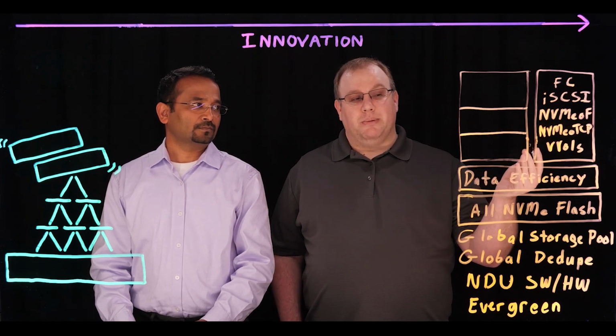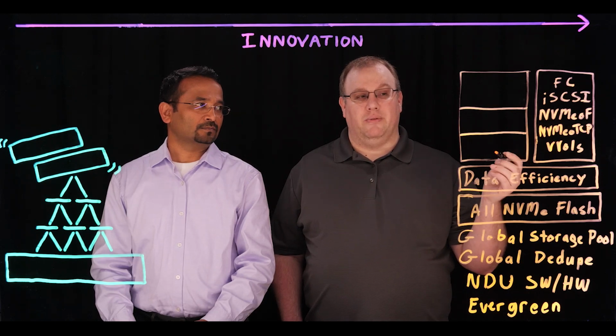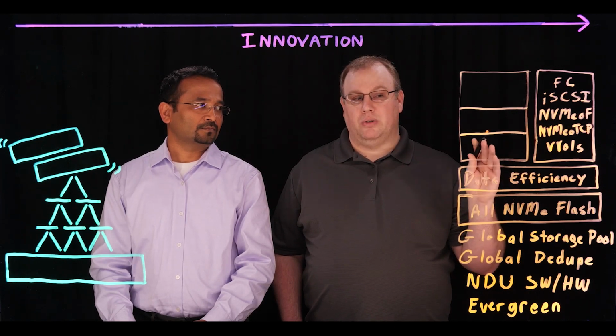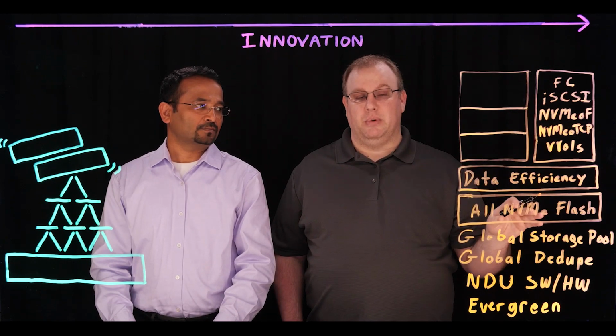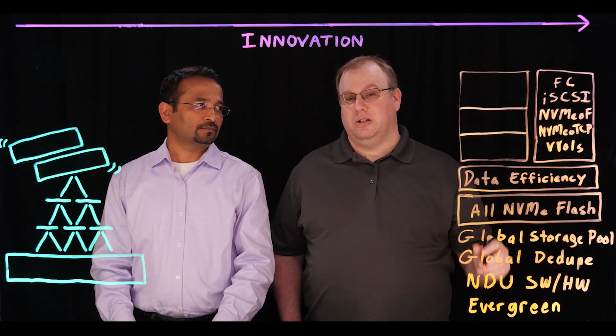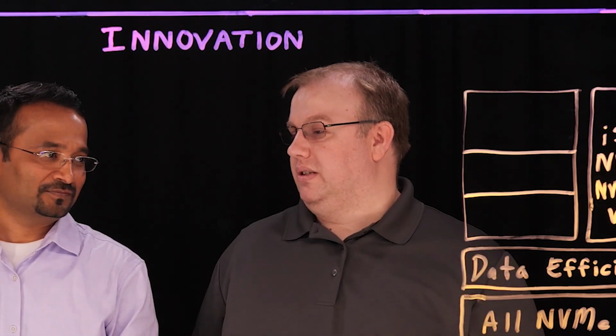Some of the block protocols built on here are Fibre Channel, iSCSI, NVMe over Fabric, NVMe over TCP, and vVols, to list a few. And these are all built on top of the data efficiency layers and the all NVMe flash. Manish, do you want to tell us a little bit about how we use that platform with file services?